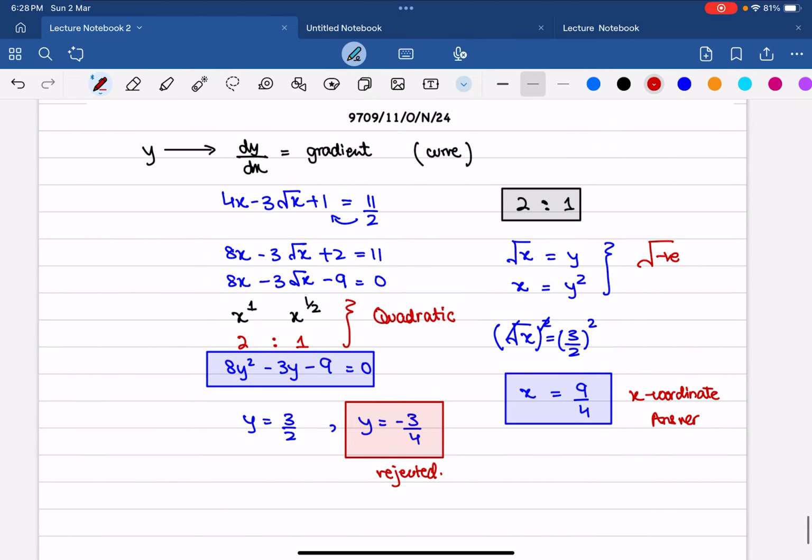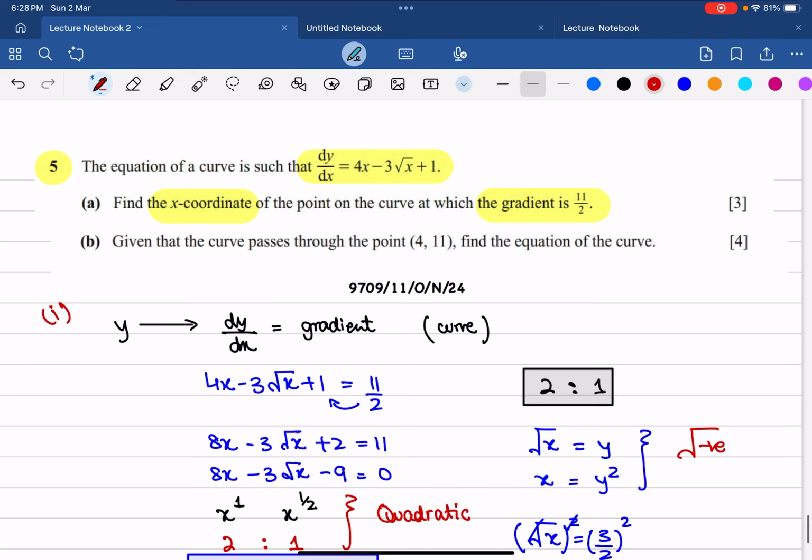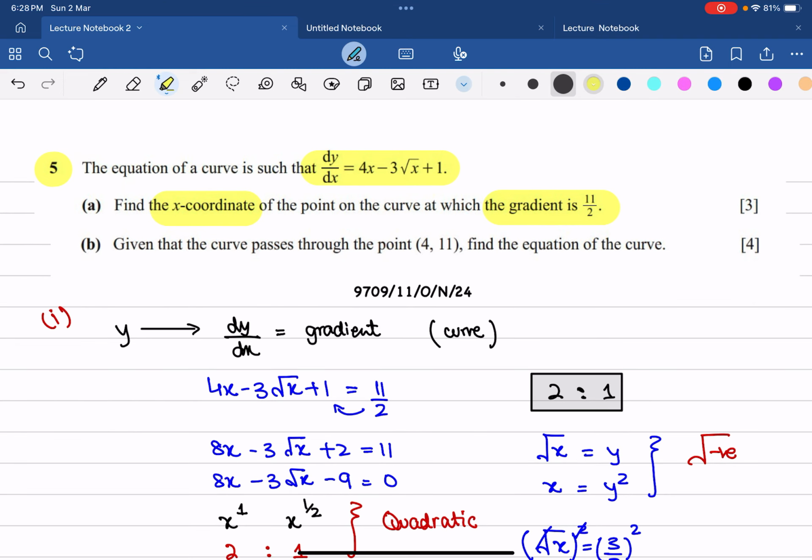This was part 1. I hope this is clear. Now moving on to part 2, which is integration. What does the question say? The question says, given that the curve passes through the point (4, 11), find the equation of the curve.